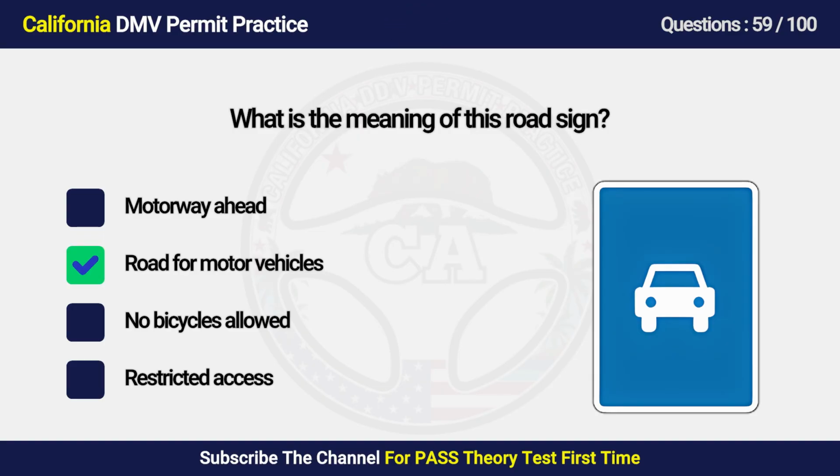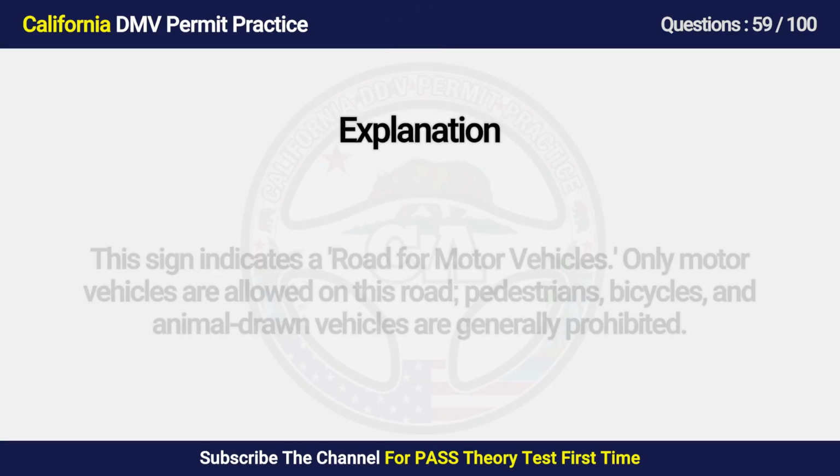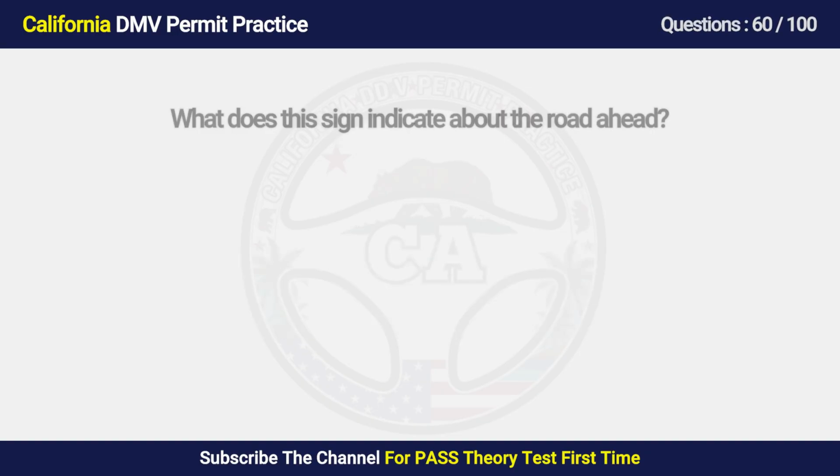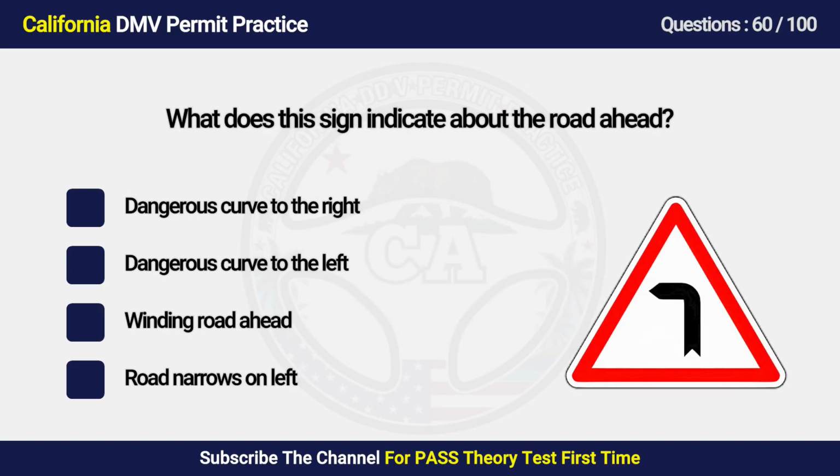Answer is B. Road for motor vehicles. This sign indicates a road for motor vehicles. Only motor vehicles are allowed on this road. Pedestrians, bicycles, and slow vehicles are generally prohibited. Question 60. What does this sign indicate about the road ahead?